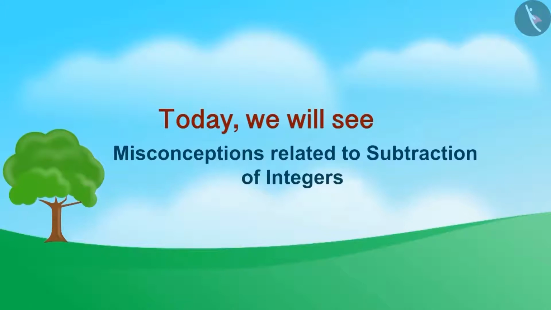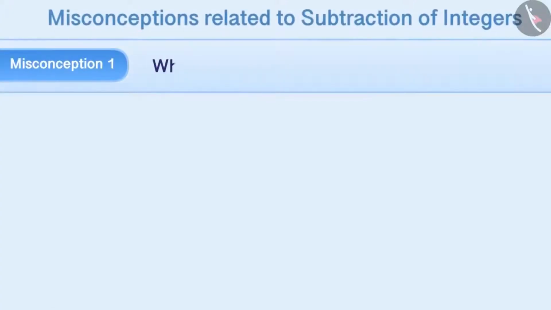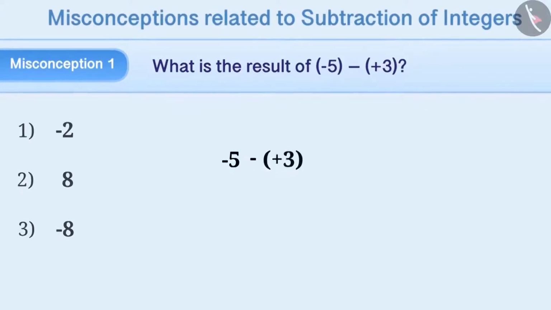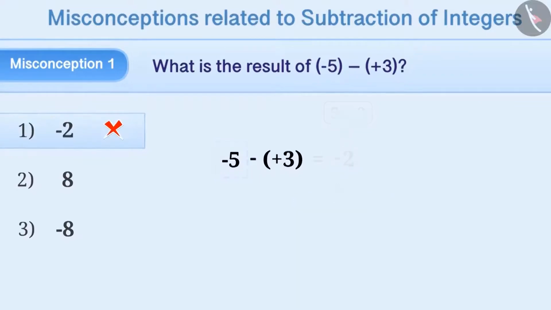Today, let's look at some misconceptions related to the subtraction of integers. Misconception 1. What is the result of -5 minus +3? While solving -5 minus +3, sometimes 3 is subtracted from 5. Since 5 is the larger number here, therefore, a negative sign is placed before the result. Similarly, sometimes 3 is subtracted from 5 and the sign of the first number, that is -5, is placed before the result. Because of these two misconceptions, option 1 is chosen as the answer, which is incorrect.